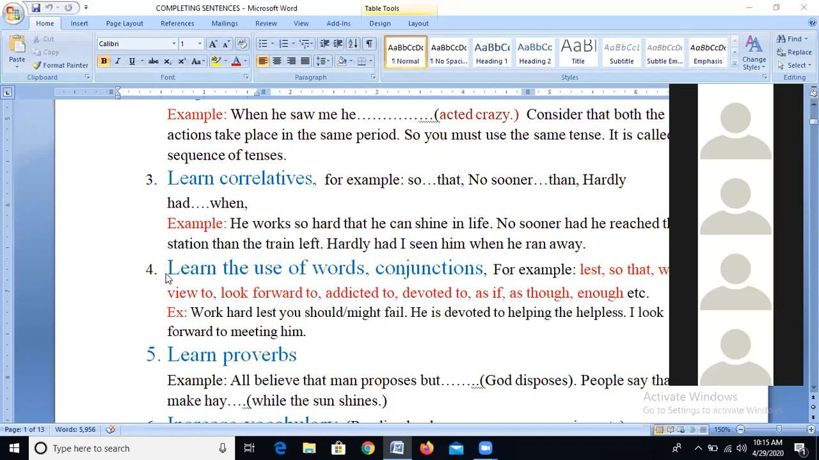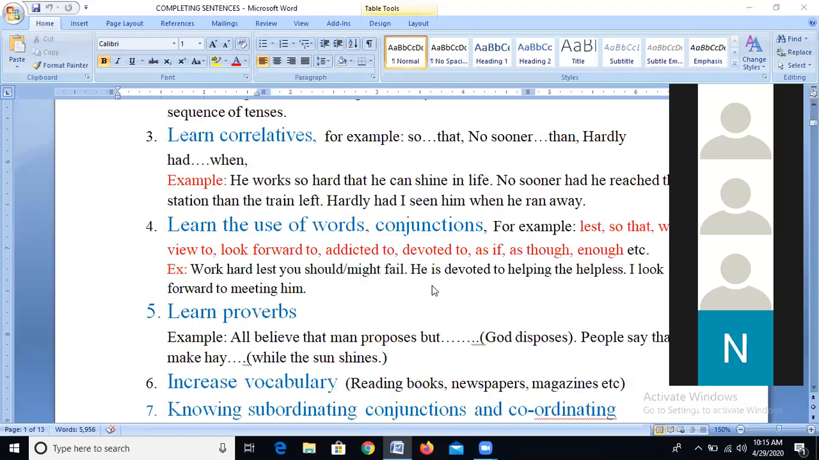And come to the next point. Learn the use of words or conjunction. So what is a conjunction? I think you know it. Con means together. Conjunction means, okay. So there are some particular conjunctions.